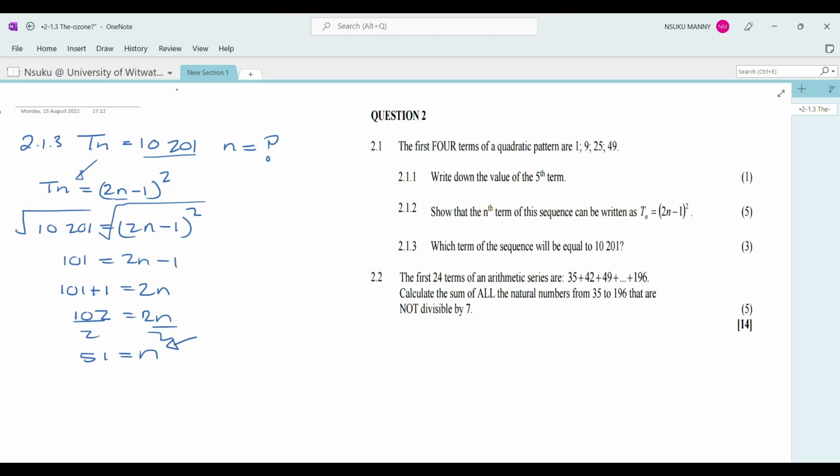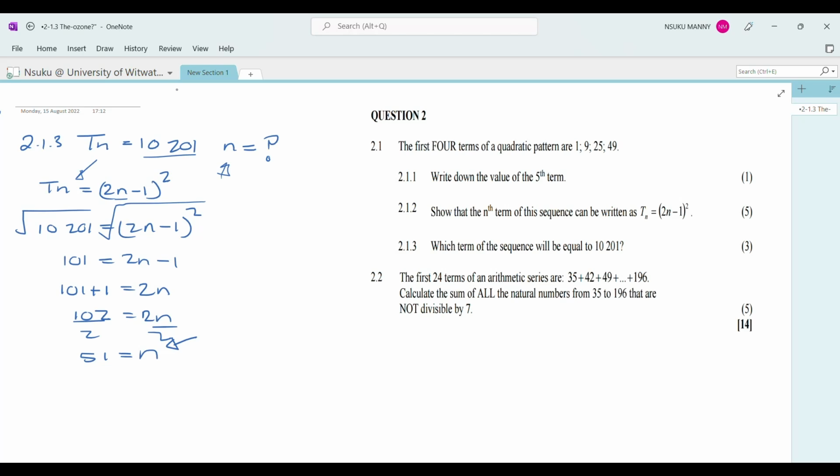Let's just quickly recap that. So firstly, they gave us the value of our Tn, which is 10,201, right? And what they wanted us to find was the value of n, the value of the term. So what we do is we substitute our Tn, which is 10,201, into the equation that we have. Tn is equal to (2n minus 1) all squared. We substitute that into the equation, and then we square root both sides. And then when we square root both sides, we have 101. The square root of 10,201 is 101.